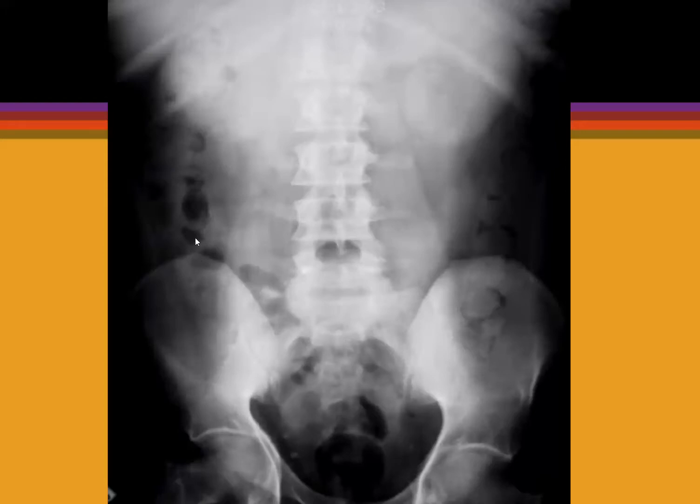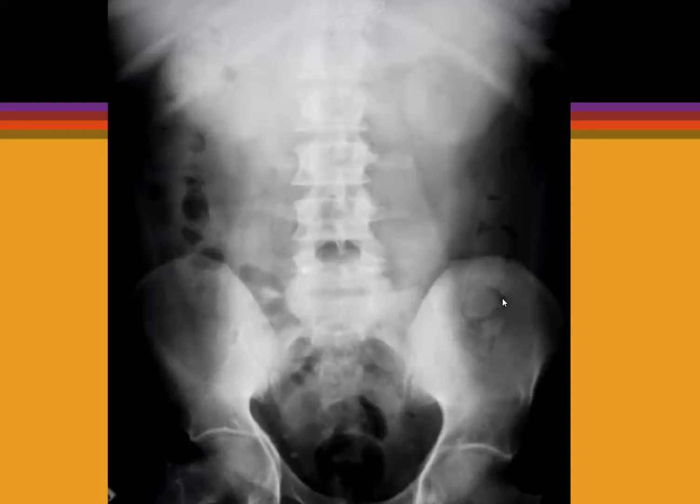So remember from the X-ray lecture, if the X-rays go through less dense material, it's more dark. If it goes through dense material, the X-rays are attenuated, it becomes lighter. So gas, as we know, is not dense at all, so you can see sort of lucent or less dense gas within bowel.